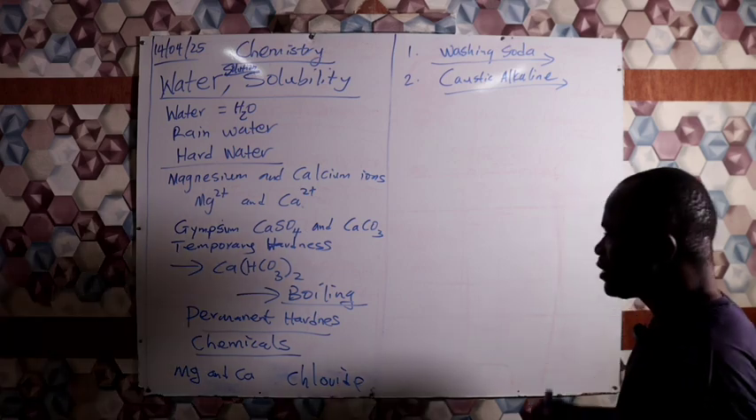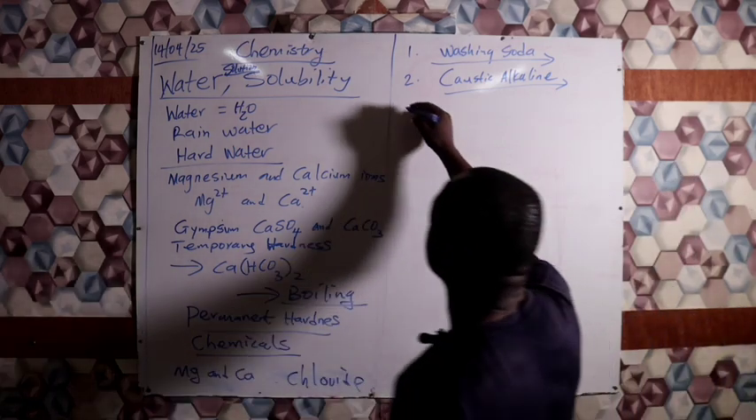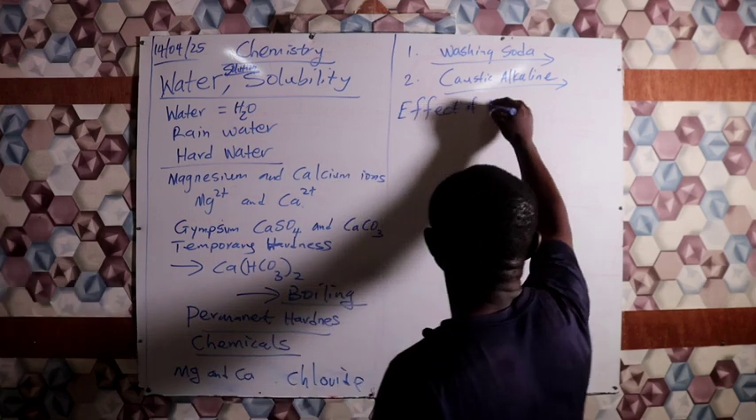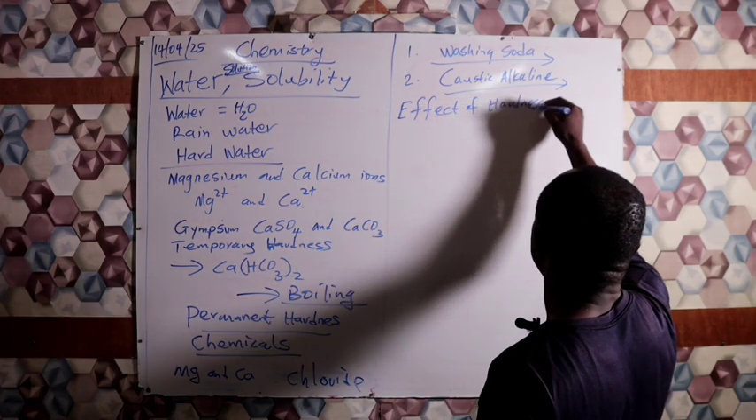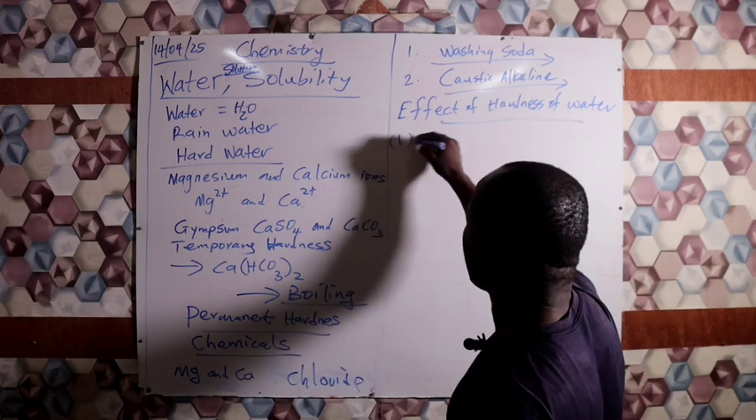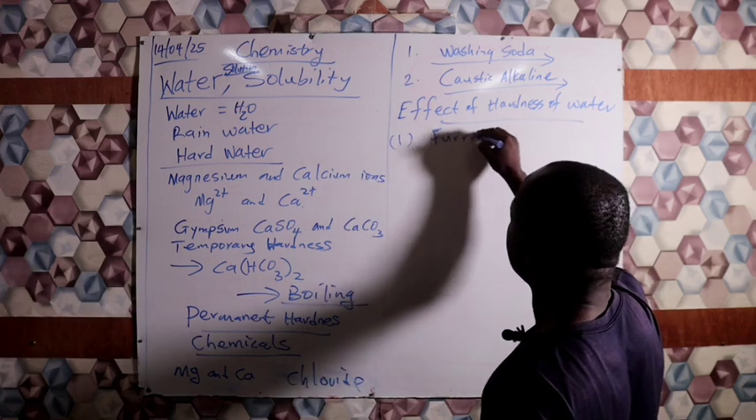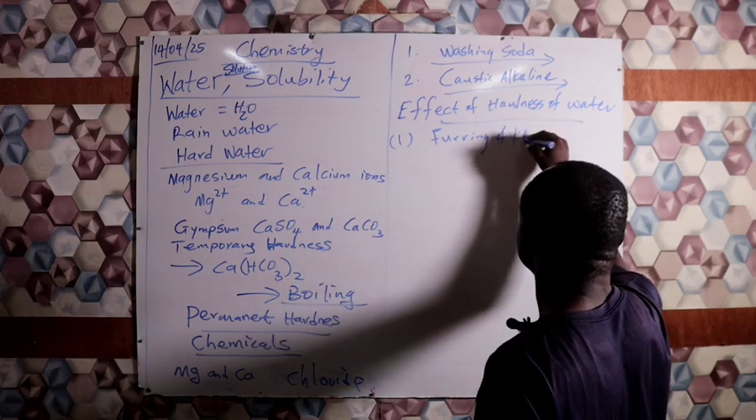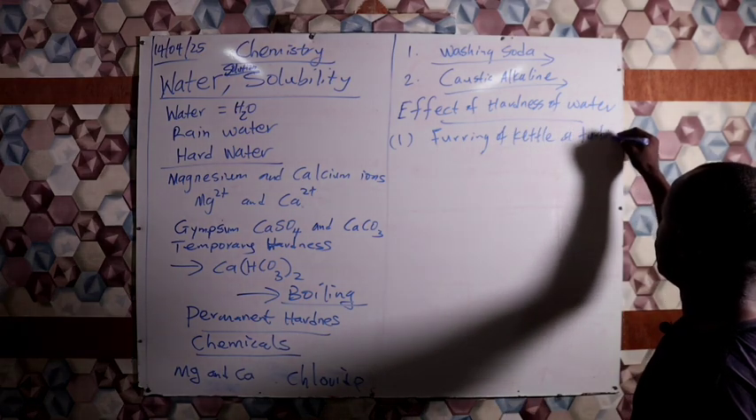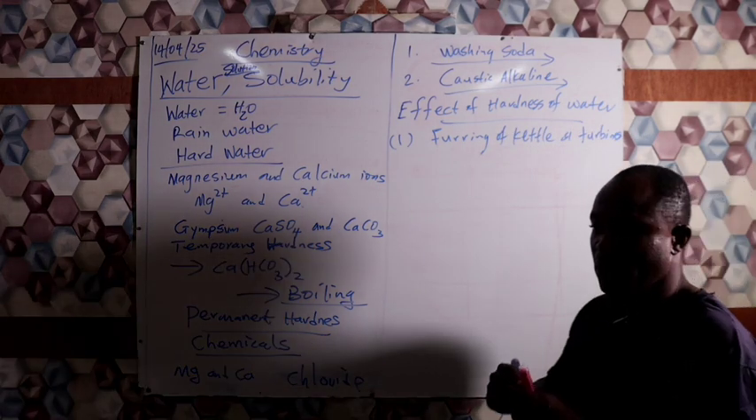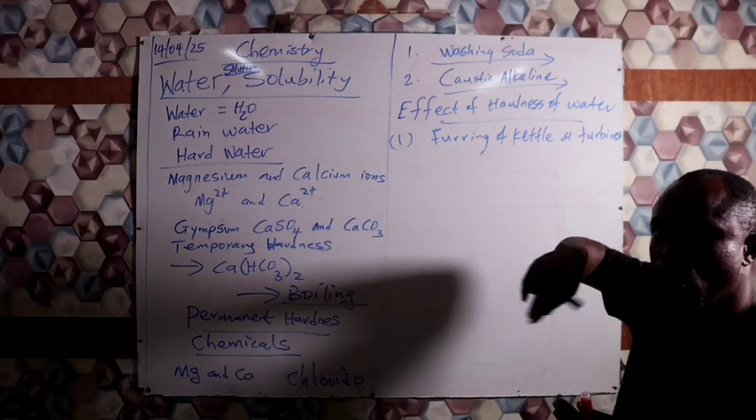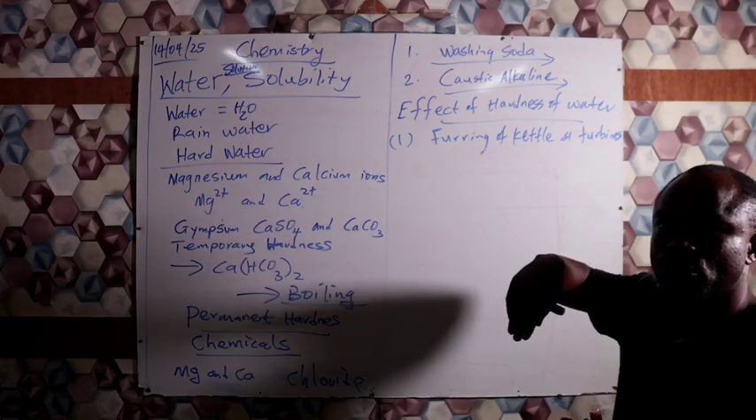So now, let's see some effects of hardness of water. Number one, it causes furring of kettles and turbines. You see, there are some particles inside, on the walls, the surface of the kettle.